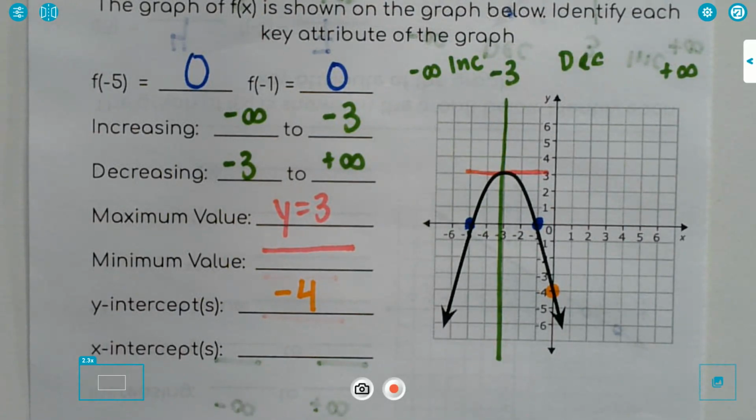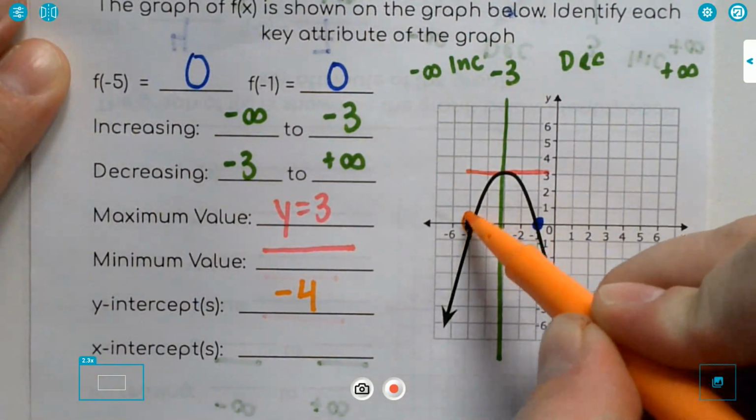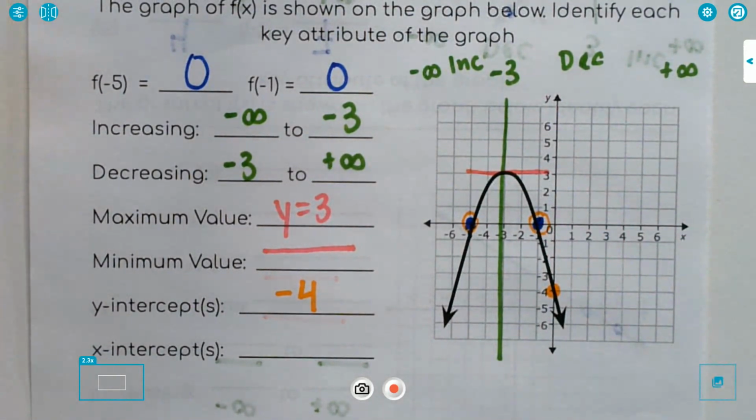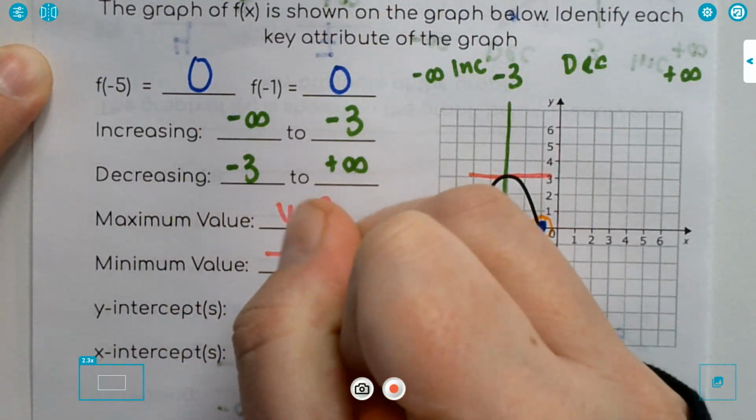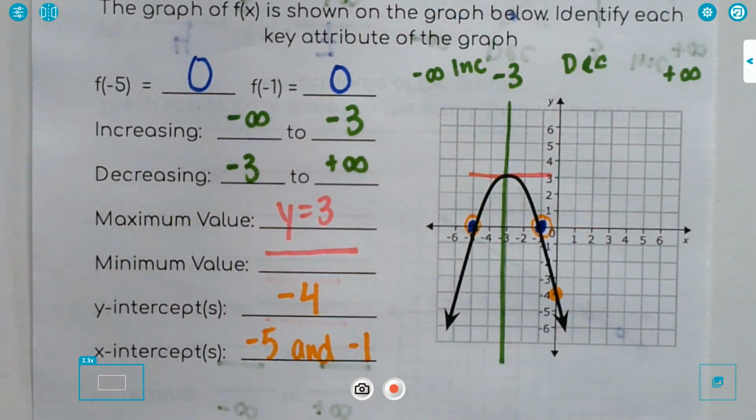Okay, for our x-intercept, we are going to look at the x-axis. I cross my x-axis here and here. So those are going to be my 2 points. I'm going to write down -5 and -1. So sometimes you'll have more than one.